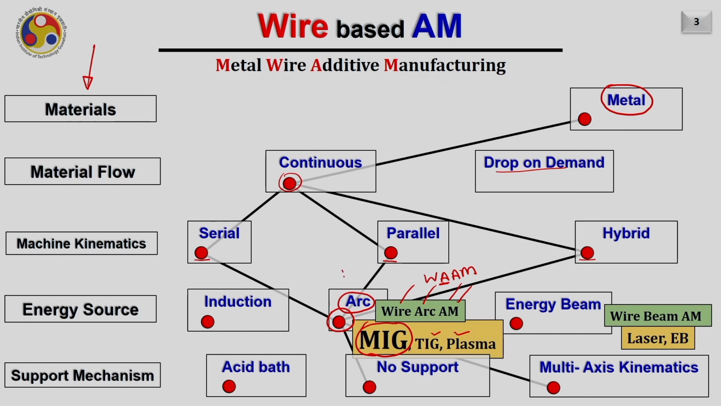If we are using arc as the energy source to create the molten pool or to melt the wire, then there are two possible options for the support mechanism. Either we do not use any support at all, or we tilt the part appropriately to eliminate the need for support, and that is called as multi-axis kinematics utilized to tilt the part.